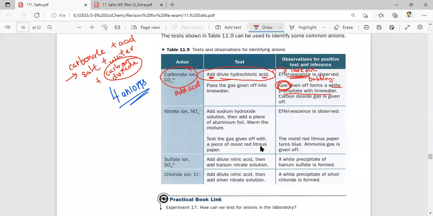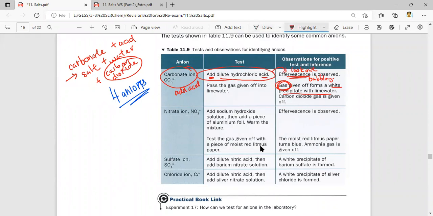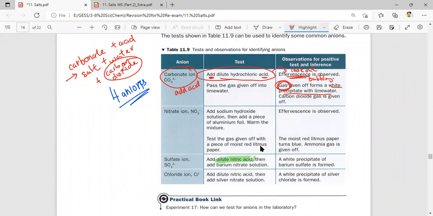For the next one, I want to go through sulfate and chloride first, nitrate later. I think sulfate and chloride are quite easy. So now take note, sulfate and chloride. Let's go through sulfate first. You add dilute nitric acid. This acid here is actually just meant to make sure that carbonate is not present.